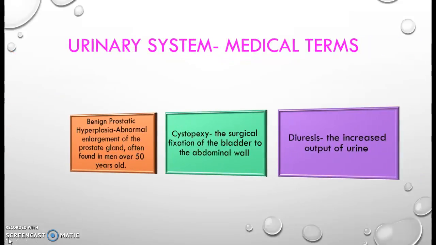Urinary system medical terms. The first term is benign prostatic hyperplasia. And this is an abnormal enlargement of the prostate gland, often found in men over 50 years old. And generally, when this is abnormal, you see this through a PSA test that's given. The cystopexy is the surgical fixation of the bladder to the abdominal wall. And then diuresis is the increased output of urine.